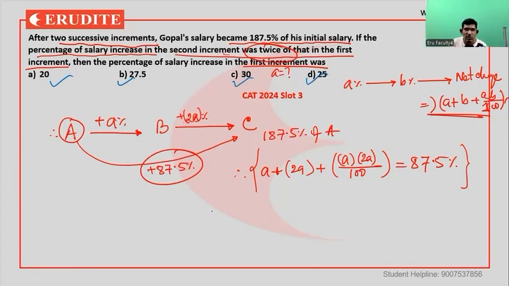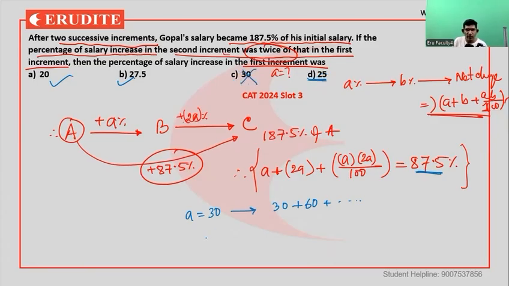So first, randomly, if I check A equal to 30, then what can I say? This will be 30 plus 60 plus something, which will be more than 87.5%. So 30 cannot be my answer. It has to be less than 30.